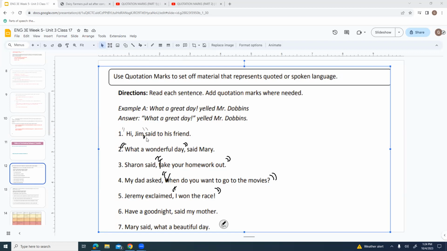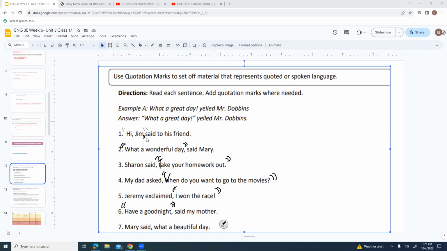Number 6, "Have a good night," said my mother. Okay, so the tag's at the end here. So we're going to put the quotations at the beginning. It's already all capitalized. We're good there. And right after the comma.